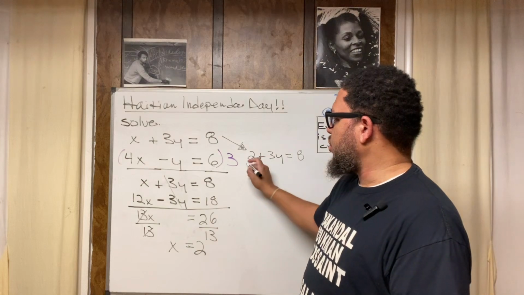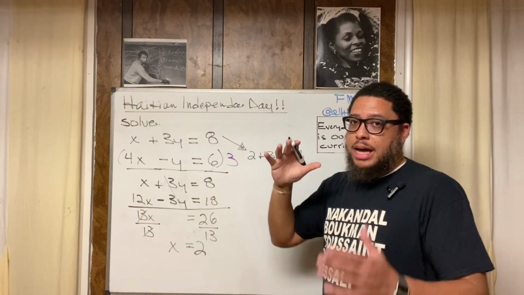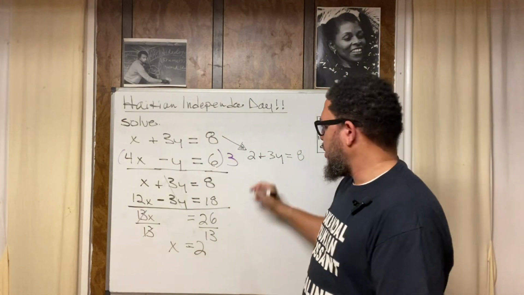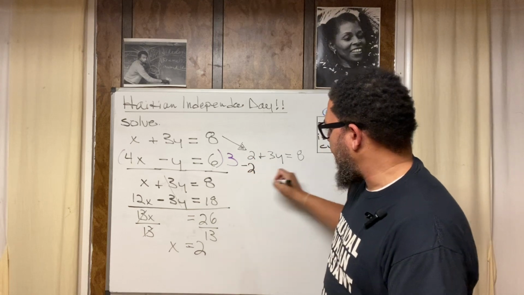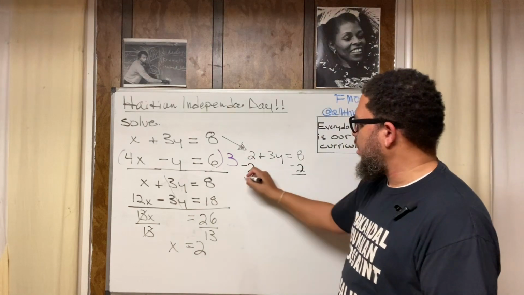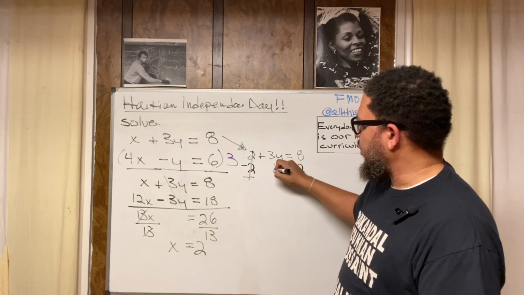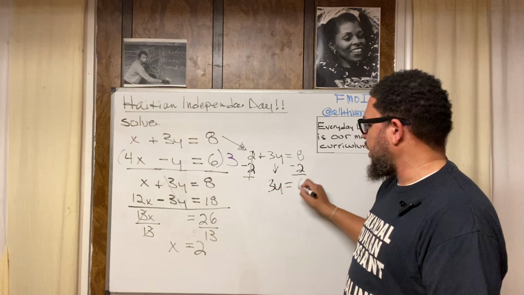If I get rid of the 2, this is a positive 2. The opposite of a positive 2 is a negative 2. That means I'm going to subtract 2 on the left side. I'm going to subtract 2 on the right side. 2 minus 2 is 0. Bring that 3y down. Now we got 3y equals 6.